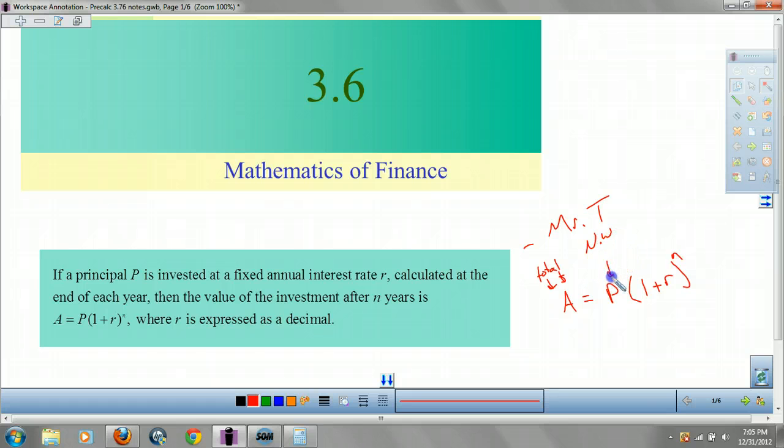Principal is going to be our initial value. Our rate is our rate. Our n is number of years. Now you guys may have seen this before, but we are going to take it to a whole new level.